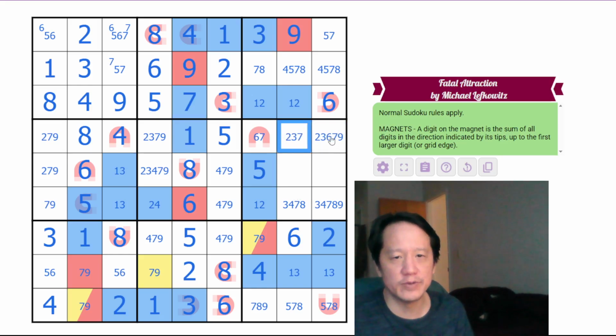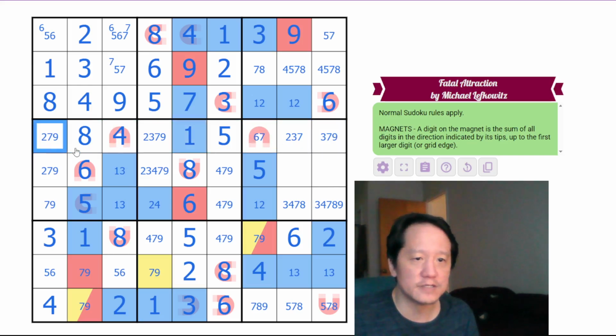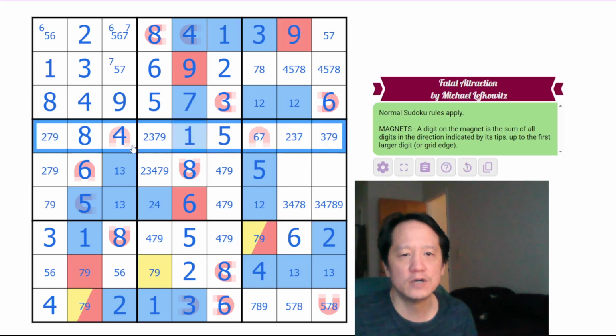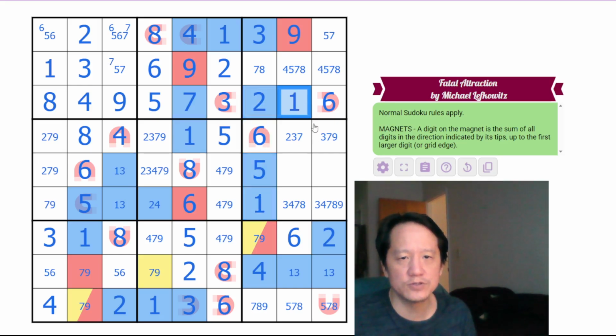6 and 9 cannot be here. This can't be 2 or 6. Where is the 6 in row 4? Can't be here because of 6 in the column, so this must be 6 here. So that makes this 1, 2, and 5. 1 eliminates 1 here, so it's 2 and 1. That means 1 can't be here. It's 3 and 1 there.